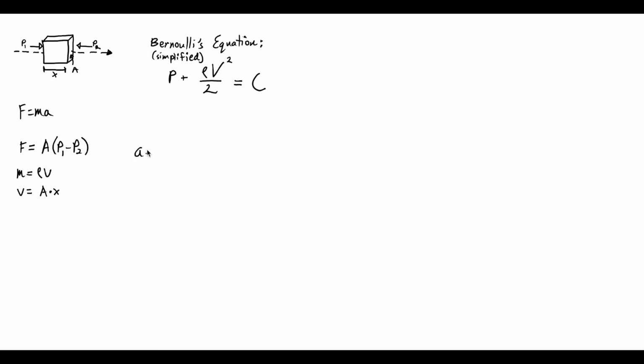So, in our case, a equals v2 minus v1 divided by the time it takes to travel the distance x. If we're working with a small distance and assume that our acceleration is constant, which we can and it is, then a good general equation for our average velocity, v avg, would be velocity 1 plus velocity 2 divided by 2.